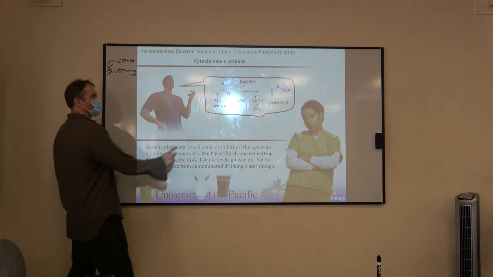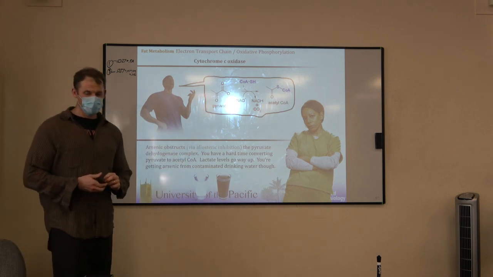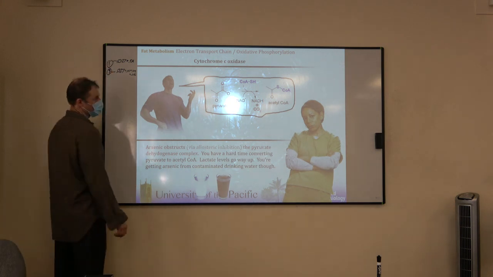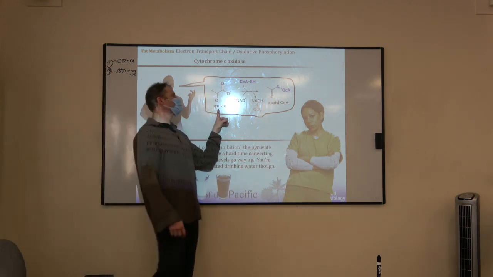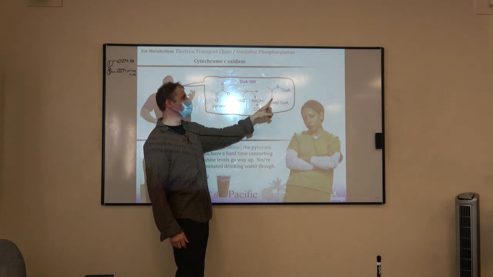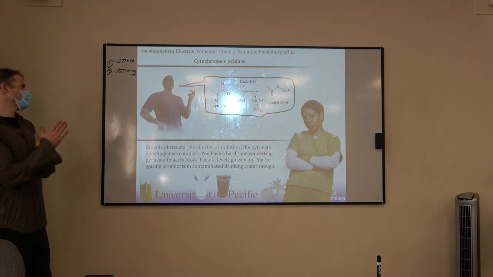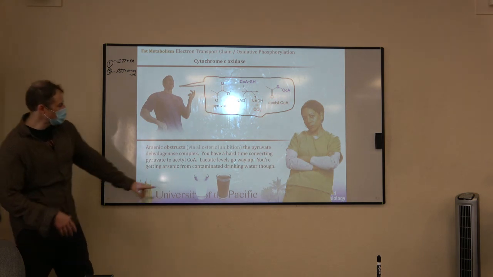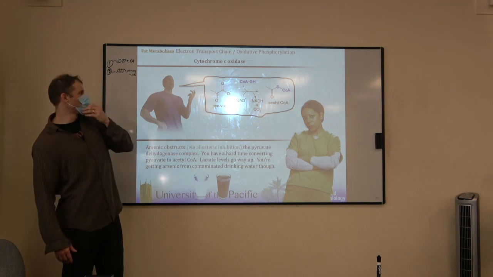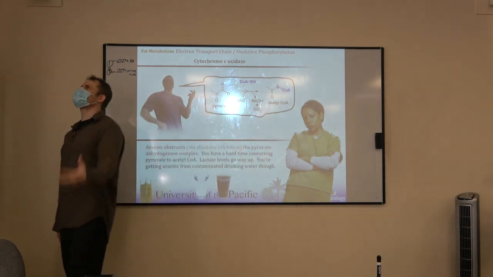But pyruvate, remember the end of glycolysis, we get pyruvate. How do we convert pyruvate into acetyl-CoA? If we're not going to convert pyruvate into lactate, we're going to convert it into acetyl-CoA. That's what arsenic is inhibiting, the pyruvate dehydrogenase complex. If you have contaminated drinking water, what you're obstructing is the conversion of pyruvate into acetyl-CoA. So you get a ton of lactate.